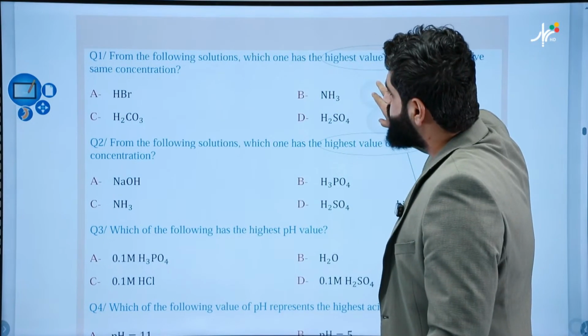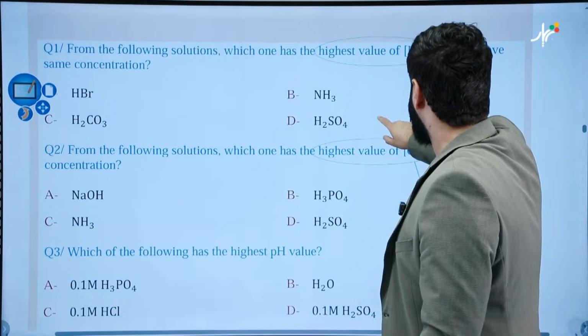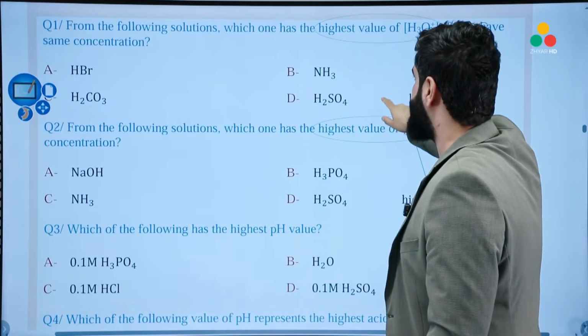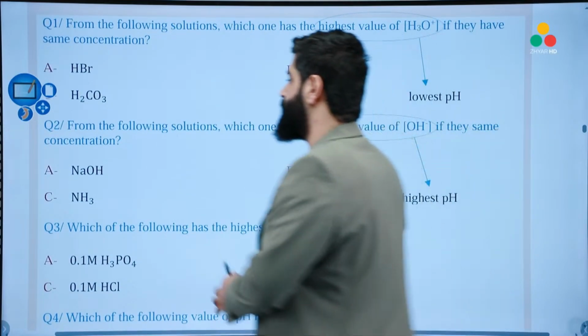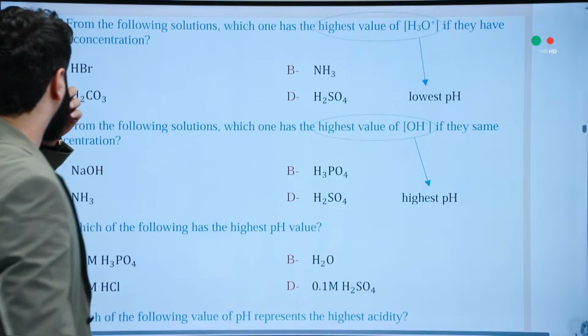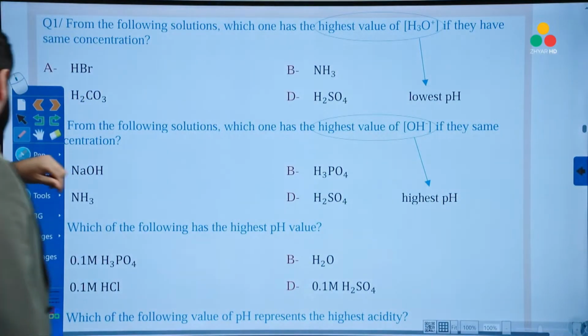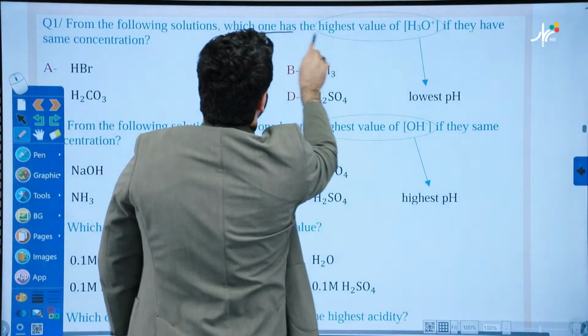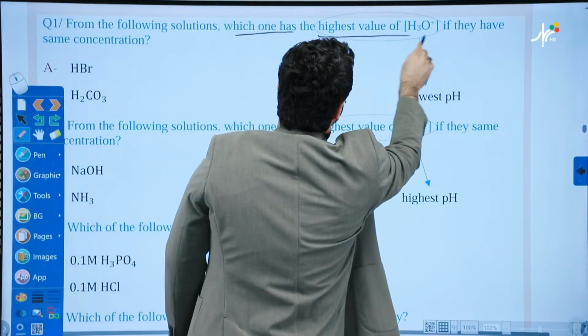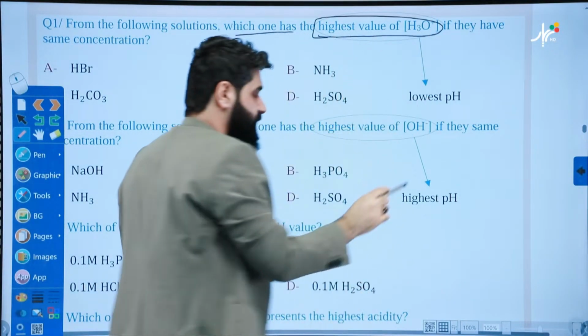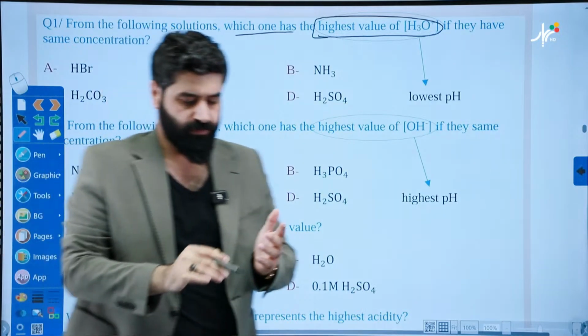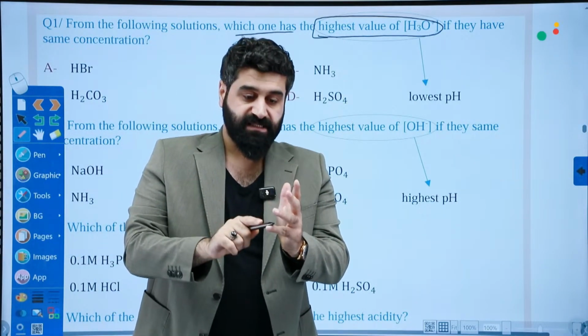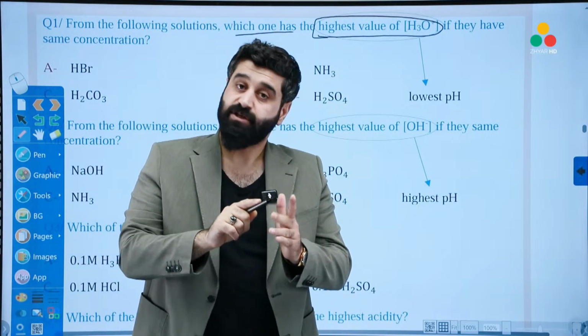Okay. So chemists think like this, about the water molecule. Look, from the following solutions, which one has the highest value of H3O? Wait. Highest H3O, if you remember. Maximum, minimum, H3O, OH, pOH.